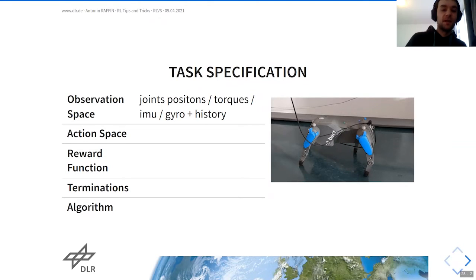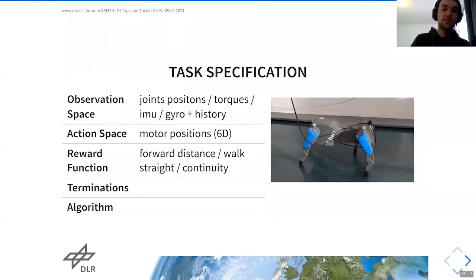And I'm here directly controlling the six joints, so the motor positions of them. And the reward function is decomposed into a forward distance and some secondary rewards, which ensure that the robot would walk straight and also minimize the continuity cost. So walking straight means both being close to the center of the starting line and also not deviating from it in terms of orientation.